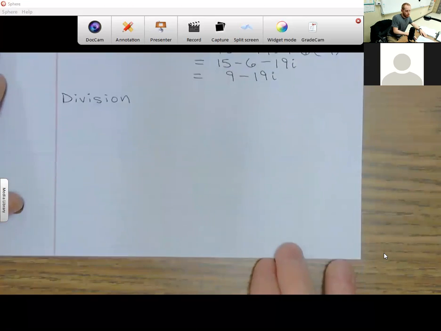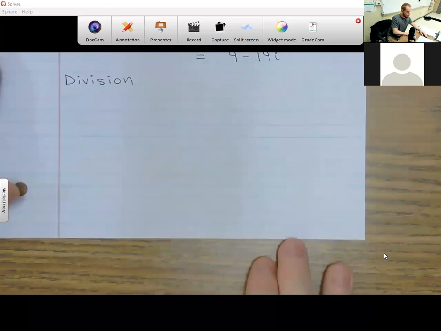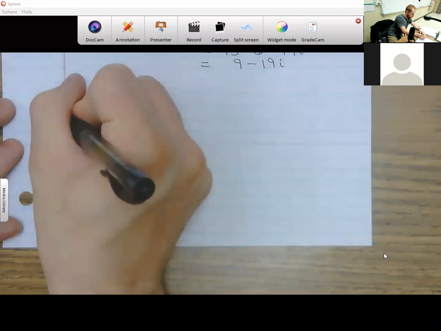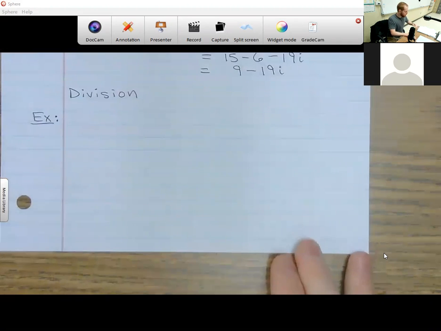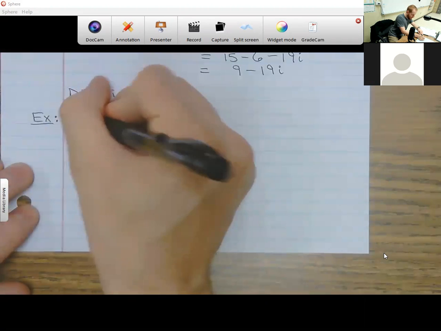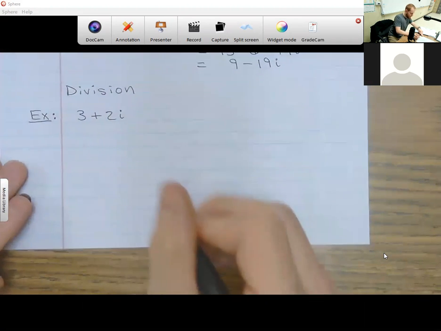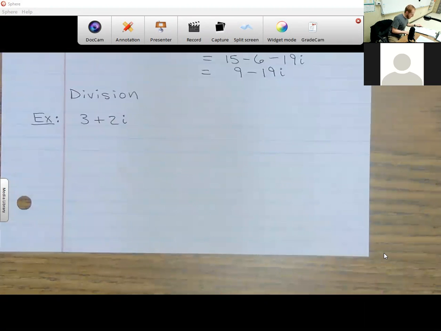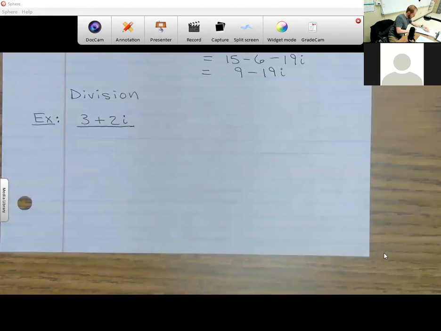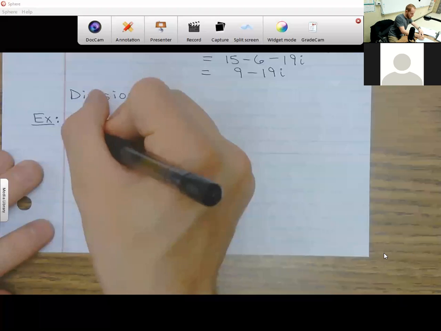Okay, let's just do one division problem and maybe a practice one after that, just to give you a sense of how division is done. I'm going to choose the problem from my problem set, if I can find it. Okay, let's do 3 plus 2i. That's my first complex number. And I'm going to divide it by another complex number, 4 minus 3i.